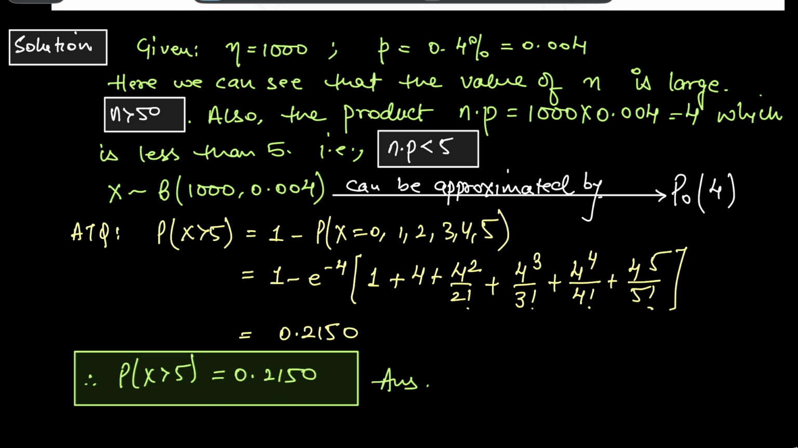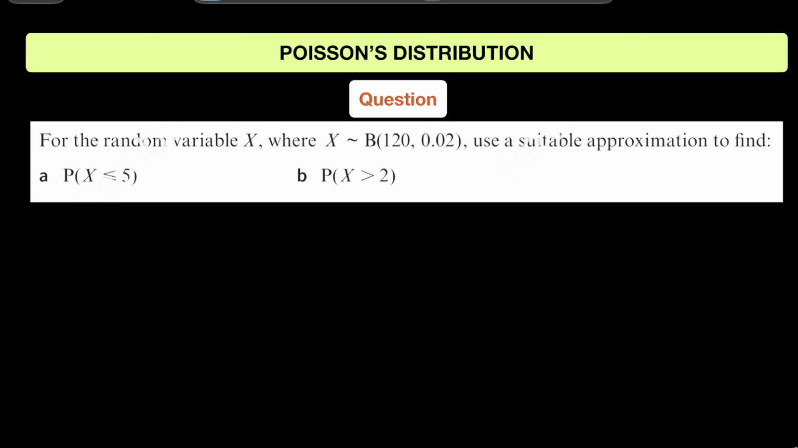So this is the solution for the given question. Please note down the solution so that we can proceed further to the next question. Now we have reached the next question of this video, where we are given a random variable x which follows a binomial distribution. Here we can see that x follows binomial with number of trials 120, and you can see that the value of p is very small. We will use a suitable approximation to find the probability of x less than or equal to 5, and we need to calculate the probability of x greater than 2.